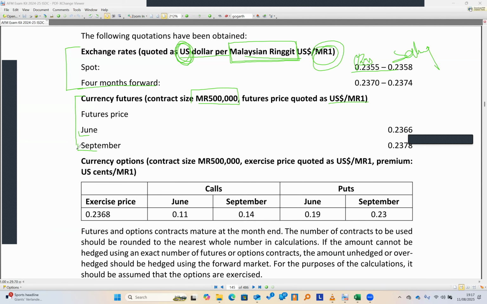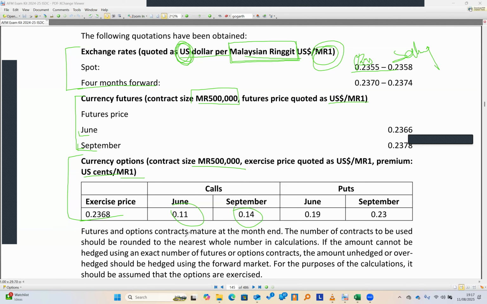So futures, forward, and then the option. For the option, same contract size, the exercise price is quoted in dollars per Malaysian ringgit. The premium is quoted in cents per Malaysian ringgit. So we have September and June calls and puts. They're giving you different exercise prices for the different instruments, and then you have the premiums that are quoted to you. So we have to determine, first of all, whether we shall use calls or puts. Then we shall use September or June.